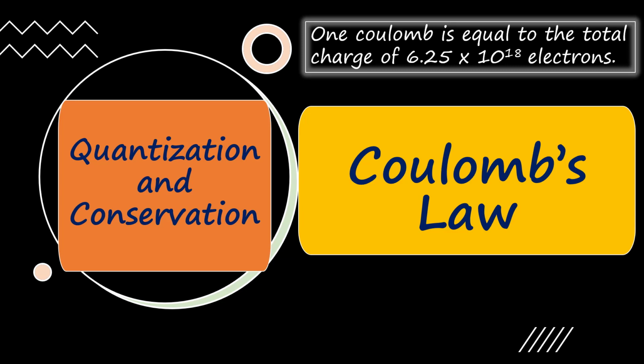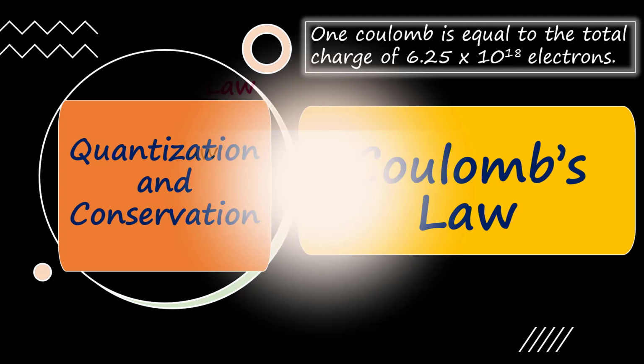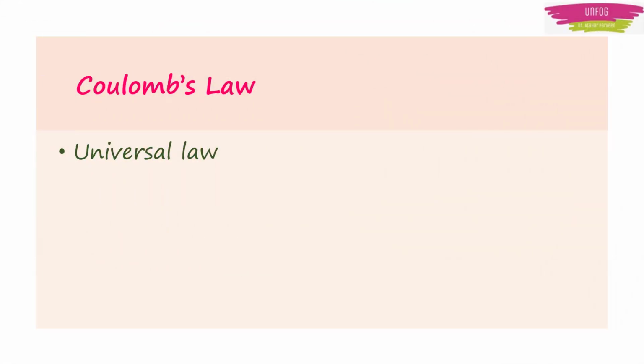In the last lecture, we saw how charge is conserved and quantized. We also discussed by solving a problem that coulomb is a large unit and 1 coulomb is equal to the total charge of 6.25 into 10 raised to 18 electrons. Coulomb's law tells about force between the 2-point charges and it is based on physical observations. Till today, experiments reveal the universal nature of this law.